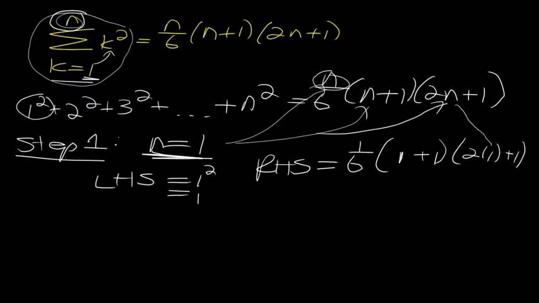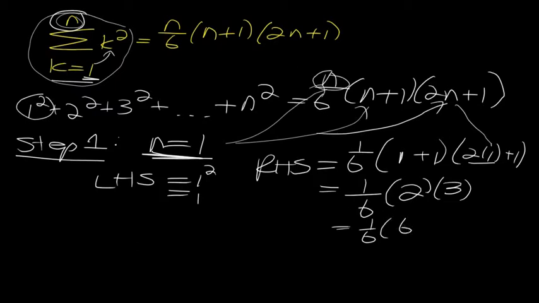The 1 is replaced into the n. Then if you simplify this, 1 plus 1 is 2, and 2 times 1 plus 1 is just 3, so it's 1 over 6 times 2 times 3, which is 1 over 6 times 6. Remember, when you write it like this, it actually means 1 over 6 times 6 over 1, because this is actually on 1. When you multiply fractions, you multiply top, multiply bottom, so it's 6 over 6, and that's just equal to 1. That was step 1.